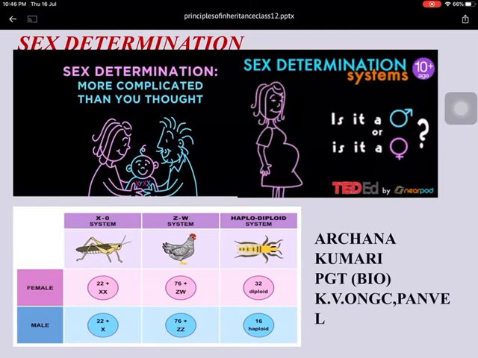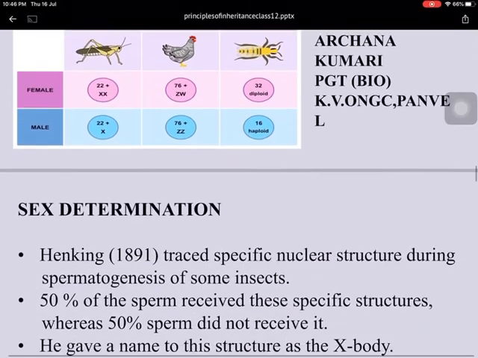The second system is the ZW system in birds and fowl. ZW is the representation of the pair of chromosomes found in the female, and that is an example of heterogamety, whereas the male is homogamety and is represented by ZZ. And there are some insects in which the female is diploid in nature and the male is haploid in nature. So the male produces its male gamete after mitosis. So let us try to understand what happens in the different systems.